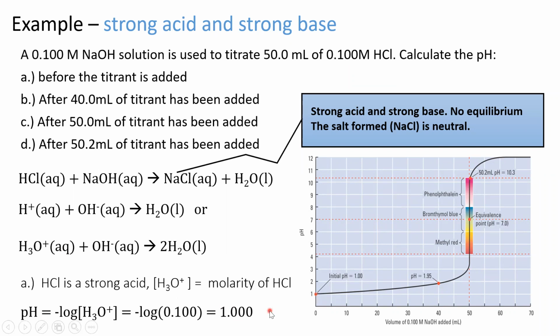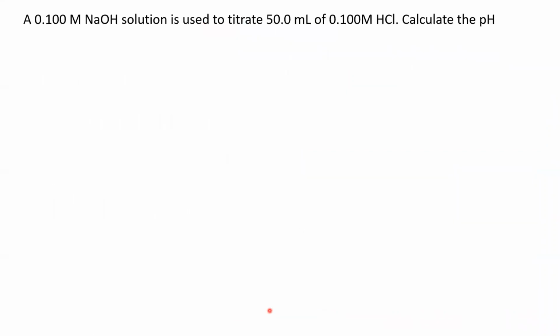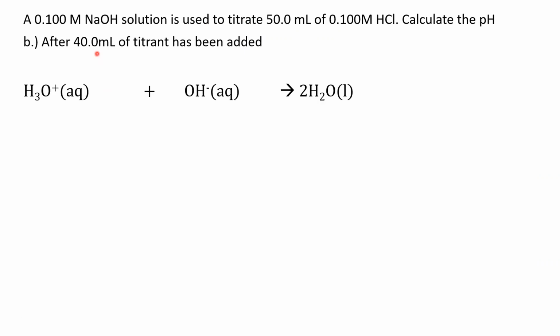Now, let's add some sodium hydroxide. So after we add 40 milliliters of sodium hydroxide, what happens to the pH? Well, the first thing we would do is write our reaction. Again, you can just write the hydrogen ion here and just put 1 water over here, or you can write it like this. It doesn't really matter.